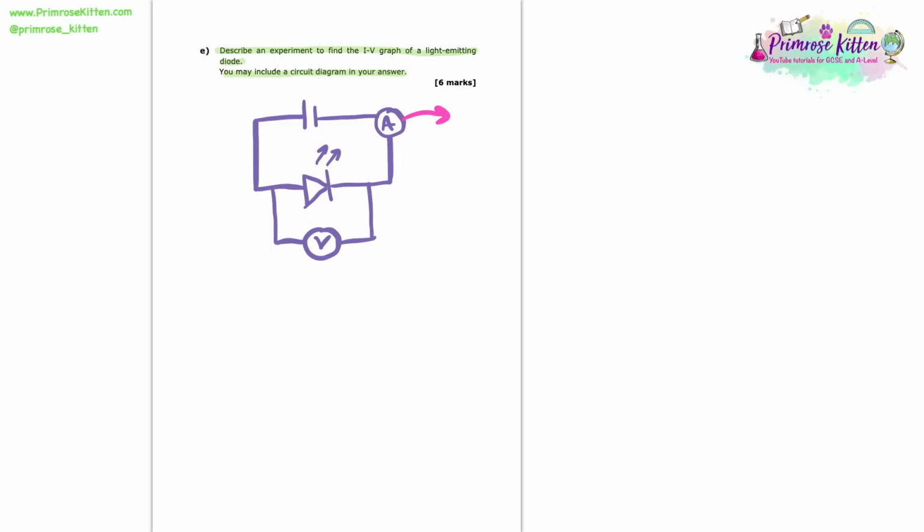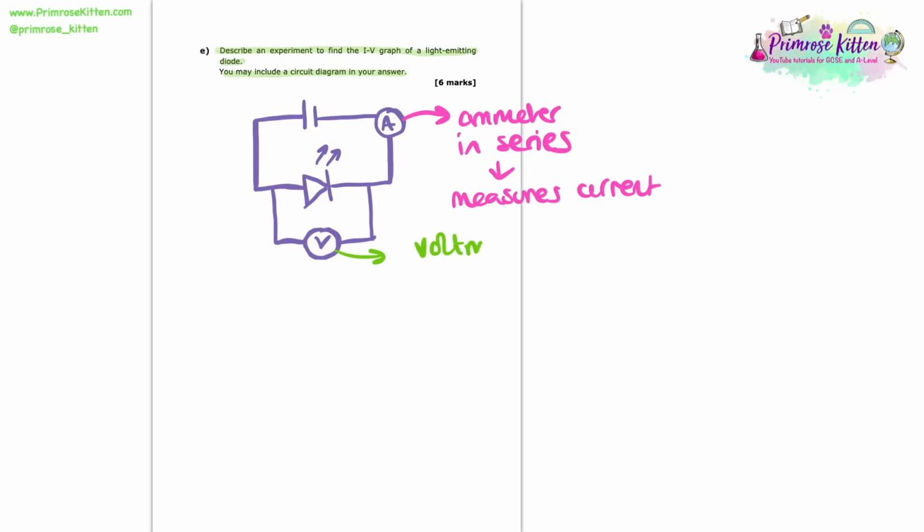Now, the reason why we have that ammeter is to measure the current in this experiment. And we always want to have ammeters in series with the component that we're measuring. So then we also have a voltmeter, which is the circle with the V in it. Now, voltmeters always need to go in parallel with the component that we're investigating. And the whole point of a voltmeter is to measure the potential difference or the voltage in the circuit.